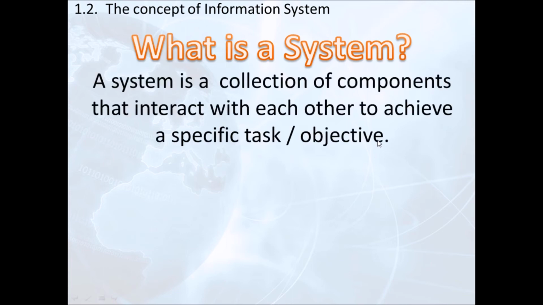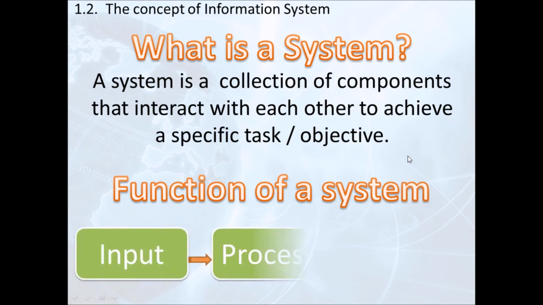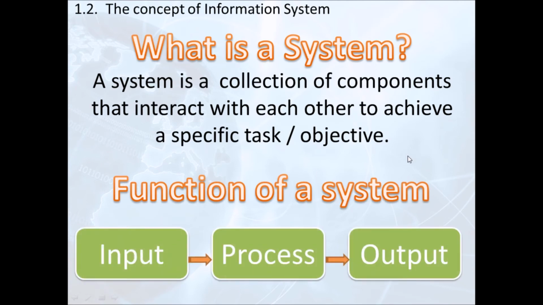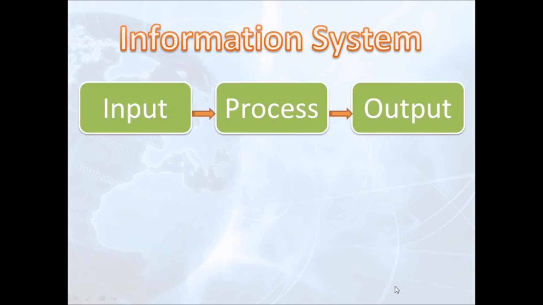So now you know what a system is. A system is a collection of components that interact with each other to achieve a specific task or an objective. Let's say the function of a system. It is the input, process, and output. In your book, these three are mentioned as the elements of a system or the three basic components of a system.